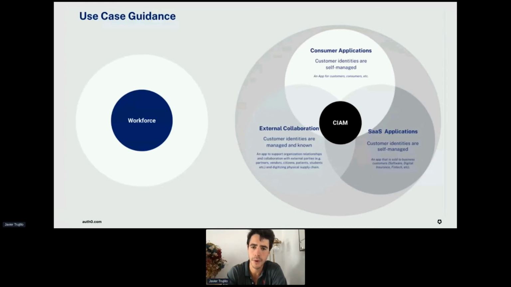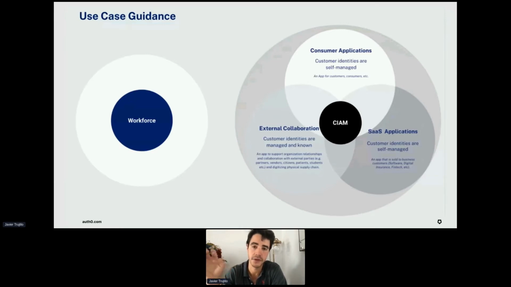Another third one is what we call external collaboration. This is a situation in which a company augments their own workforce by hiring vendors, suppliers, contractors, any individual who is technically not your employee, but acts as your workforce. We call them external collaborators. The difference is that for the B2Cs and B2Bs, the identities are self-managed, right?